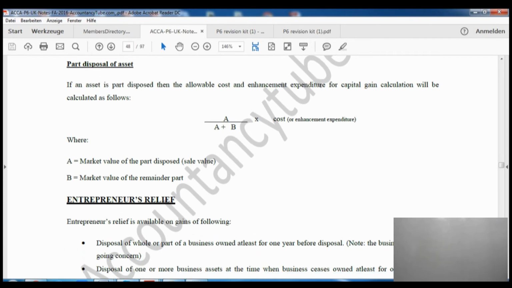Then it says a part disposal of an asset. So if you have a piece of land, or an asset which you haven't sold all of, you have just sold part of it, then how to calculate the cost? This is the way to calculate the cost. If an asset is part disposed, then the allowable cost and enhancement expenditure for capital gains tax will be calculated as follows: A over A plus B, where A is the market value of the part disposed, disposed means sold, which is the sale value, and B is the market value of the remainder part, which is the remaining part which you still have. So that is the way to calculate the part disposal. Obviously it will be multiplied by the cost or the enhancement expenditure.